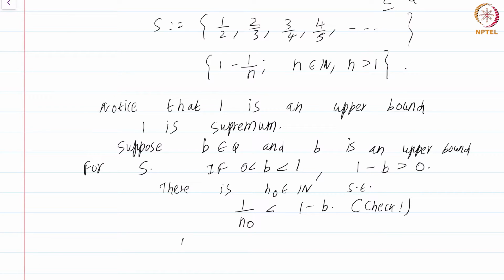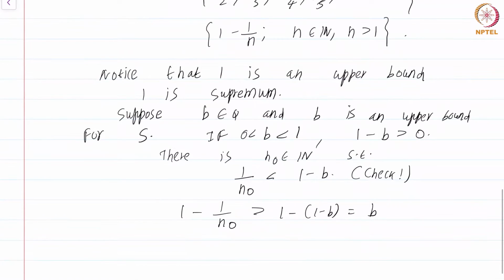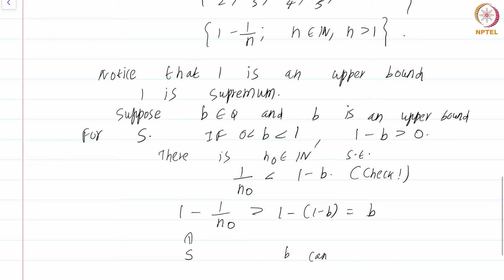Therefore, 1 minus 1 by n naught will be greater than 1 minus (1 minus B), which is in fact equal to B. So we have an element in the set S that is greater than B, so B cannot be an upper bound. So this proves that 1 is the least upper bound of the set S. Okay, so that's enough for the examples right now.